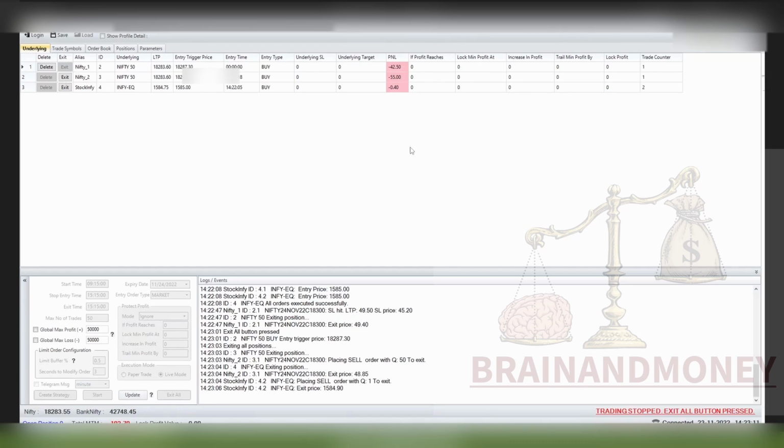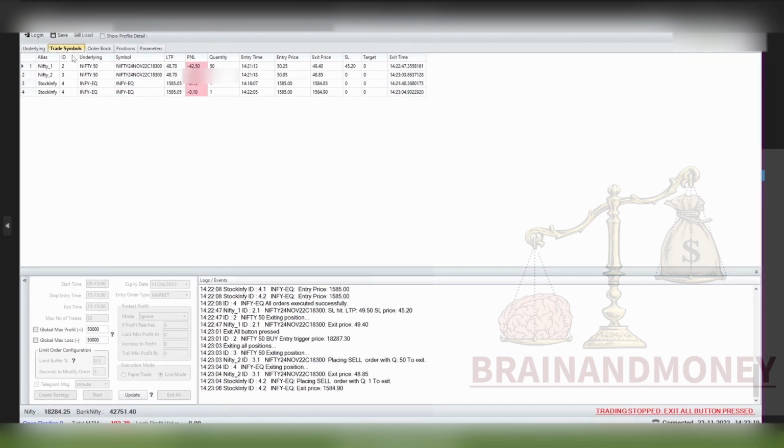In the second tab, which is trade symbol, whatever the trades that are taken from the start, it will show over here. If you see, in ID2 there was one trade taken, in ID3 one trade is taken, and in ID4 there are two trades taken in Infosys. It will show you the PNL, quantity, entry time, entry price, exit price, stop loss and target, and exit time, like this. In the logs and events, you can find all the details, like what happened starting from the morning.